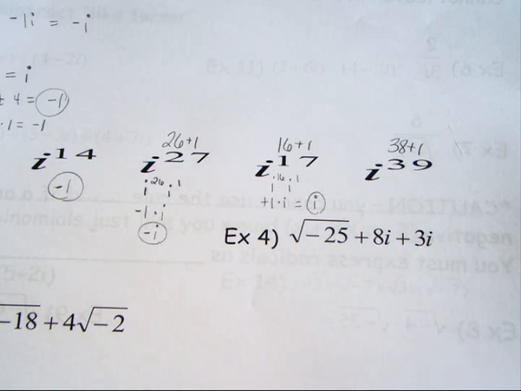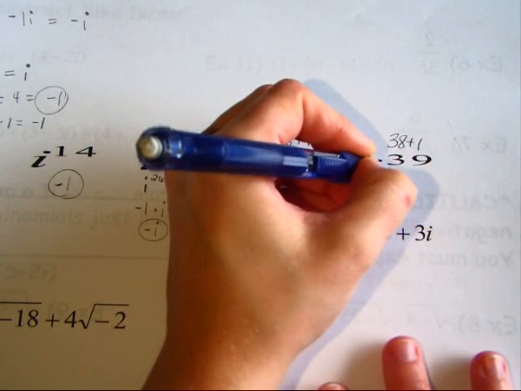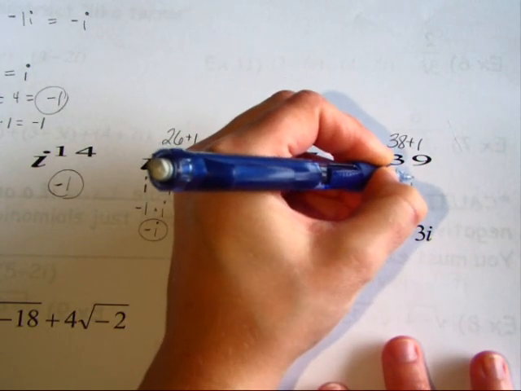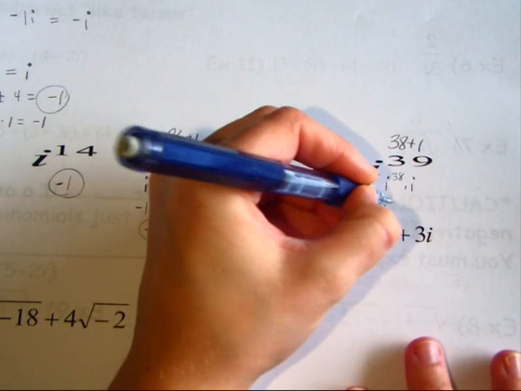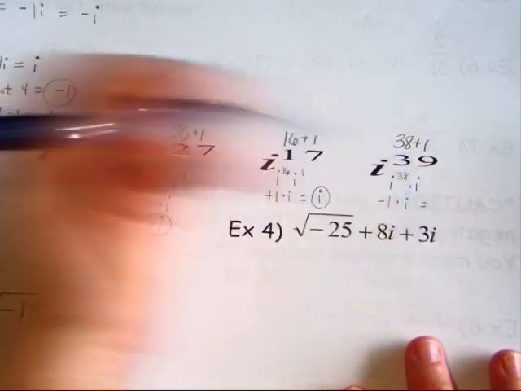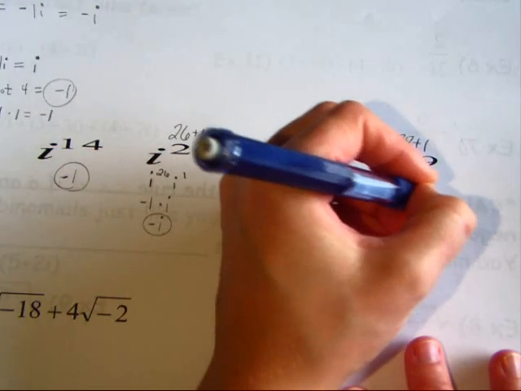Let's do i to the 39th. That's i to the 38th times i. Well, is 38 divisible by 4? Not evenly. It's divisible by 2, though. So that's going to be a negative 1 times i, which is negative 1, or excuse me, negative i.